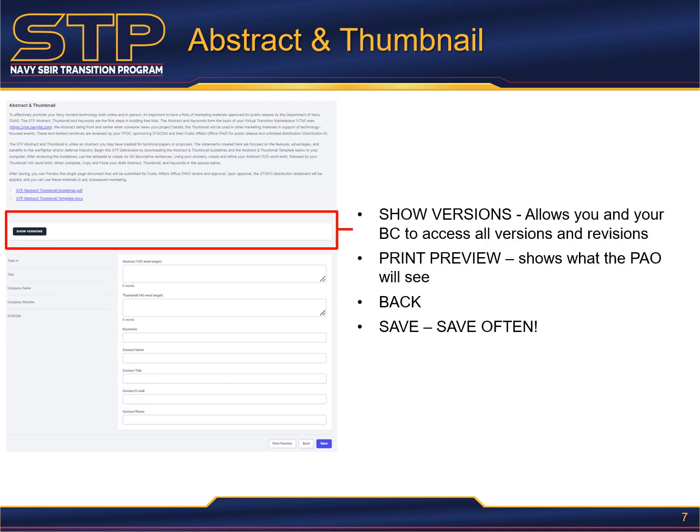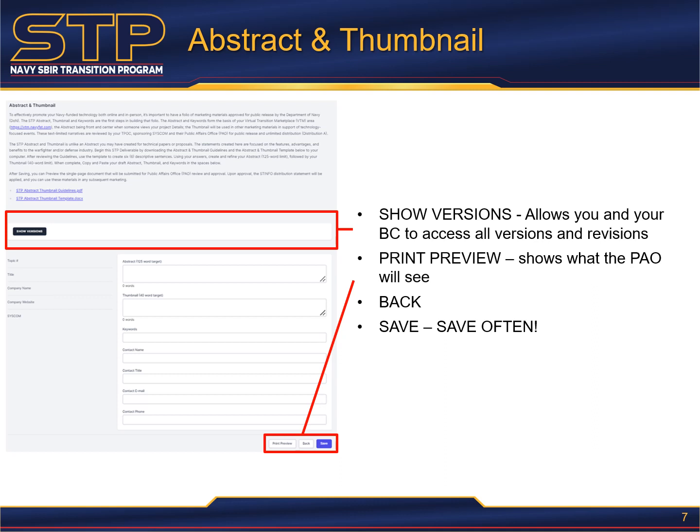Navigation keys are simple. The black Show Versions button allows you and your business consultant to access every version you've submitted through this site and allows you to see any revisions that the PAO may want you to make. All versions will be seen as a portable document format or PDF and are not editable. In order to edit, you have to use the entry blocks provided. At the bottom, the Print Preview button shows you exactly what the PAO will see. Make sure your copy matches what you intend to send.